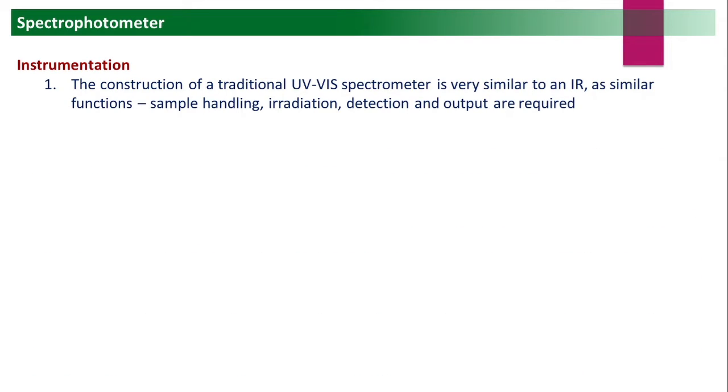The construction of a traditional UV visible spectrometer is very similar to a common spectrophotometer. For example, IR instruments are also very similar, containing the functions like sample handling, irradiation, detection and output that are required for the spectrum.